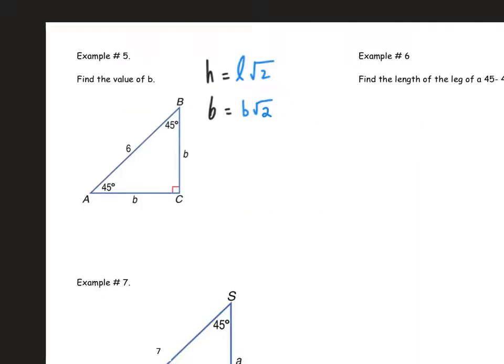Looking at example number 5, I'm going to start off with my formula for the hypotenuse. So h is equal to L times the square root of 2. And in this problem, we know that h, the hypotenuse, is 6, and the length of the leg is b. So now in order to solve, all we have to do is divide both sides by the square root of 2. I get that b is equal to 6 over the square root of 2. Using my nifty needle trick, remember we're going to take and move the square root of 2 upstairs, and then remove the radical 2 downstairs.